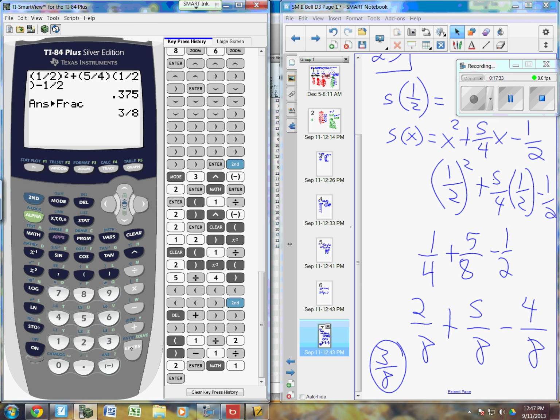Which way is easier on that one? By hand or by calculator? Here's the other thing, you guys. I don't mind if you do it on the calculator, but if you don't know how to manipulate fractions by getting common denominators and adding, subtracting, you're going to struggle in some parts of this class, okay? So you got to learn how to do that by hand.